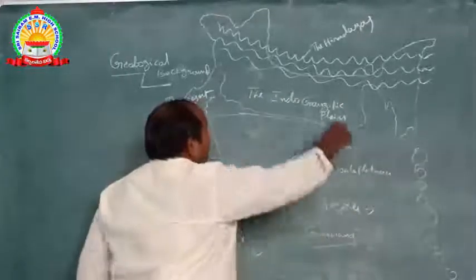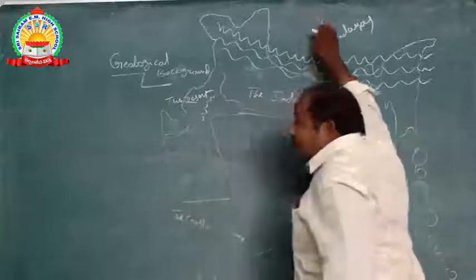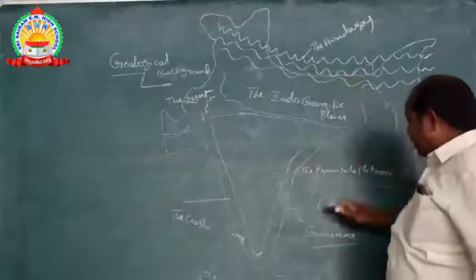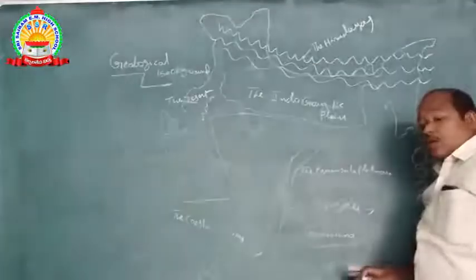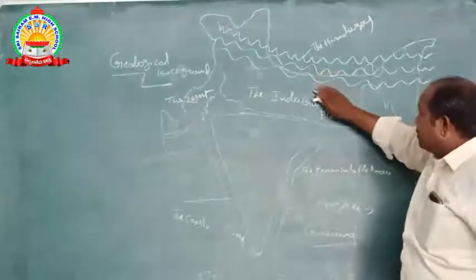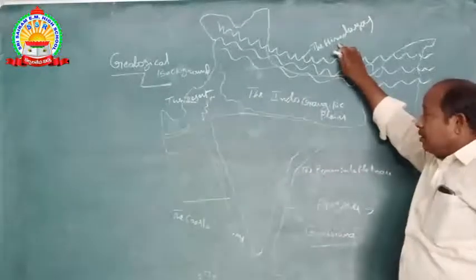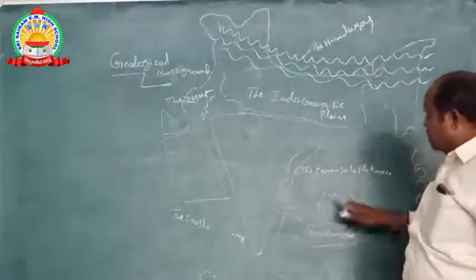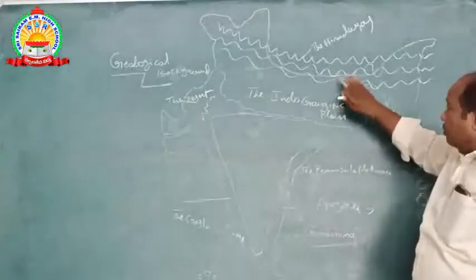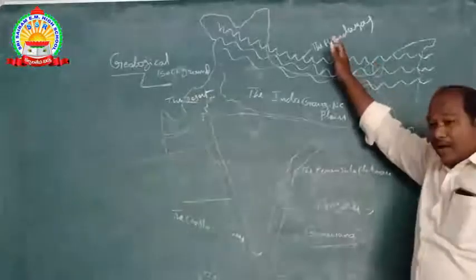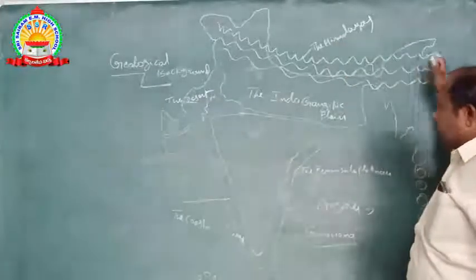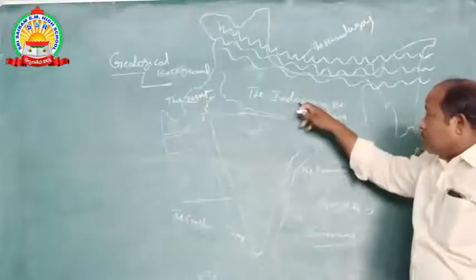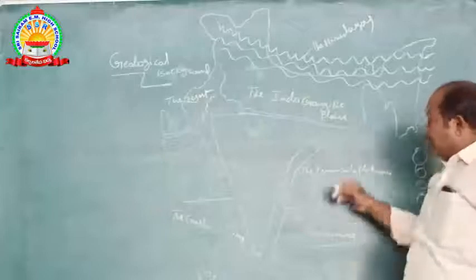Then the northern part of the Gondwana land split and collided with the Angara land. So the Angara land became folded. The Gondwana land went under the Angara land. Finally, folded mountains formed.